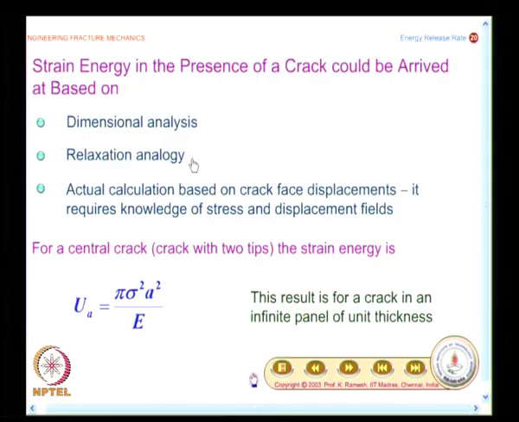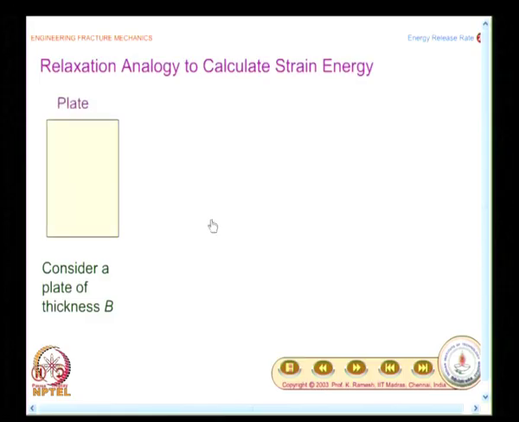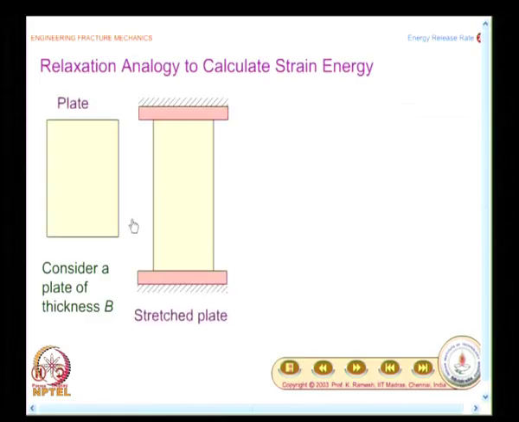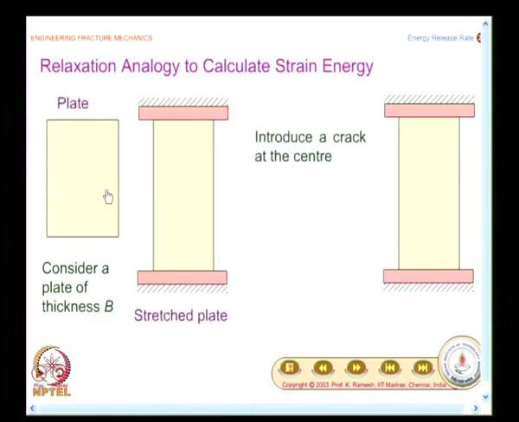But ultimately you will be able to convince yourself only when you do the actual calculation. This we will postpone for the moment, nevertheless we will have a look at it. Now, let me look at the relaxation analogy, and what I do here is take a plate of thickness B, because I want to introduce that in fracture mechanics literature, rightly or wrongly, they have used the symbol capital B to denote the thickness.